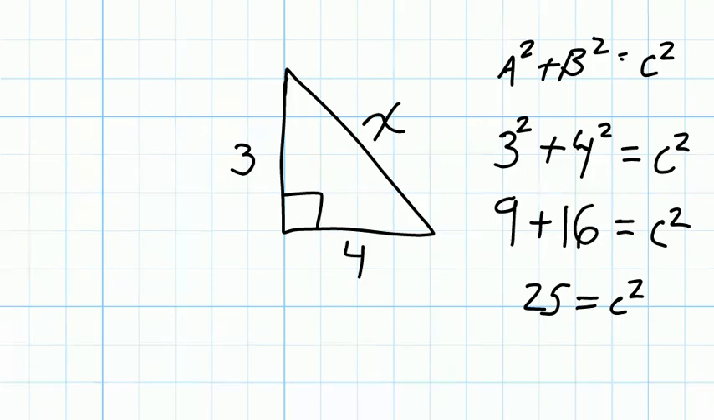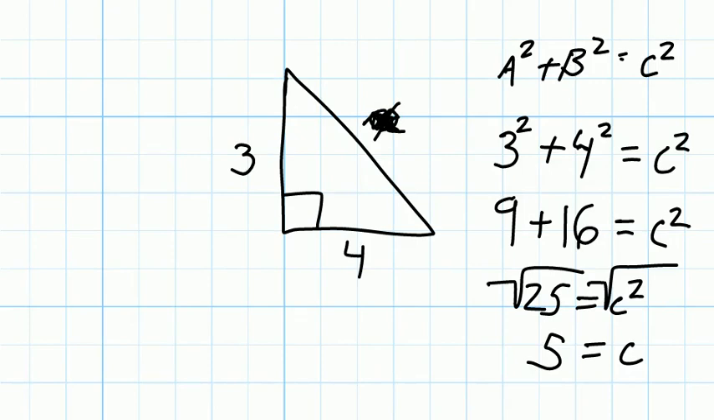Now, to find this, we need to take the square root of both sides. The square root of 25 is 5. So c equals 5. So we no longer have to guess what this is. We know that's 5. Now the reason that I picked 3, 4, and 5 is because they're easy numbers and they always work.